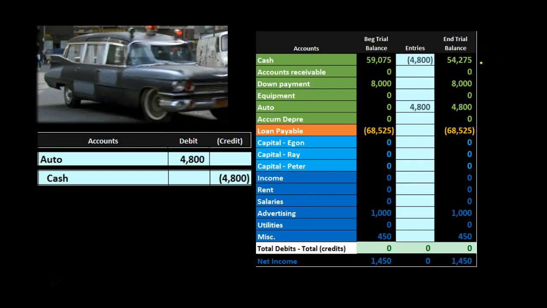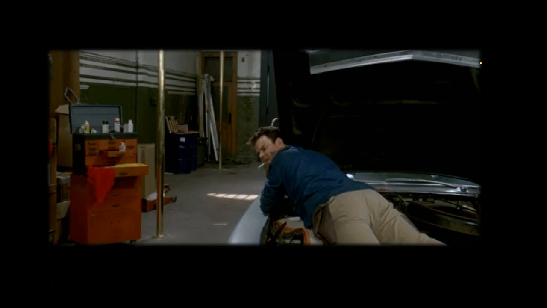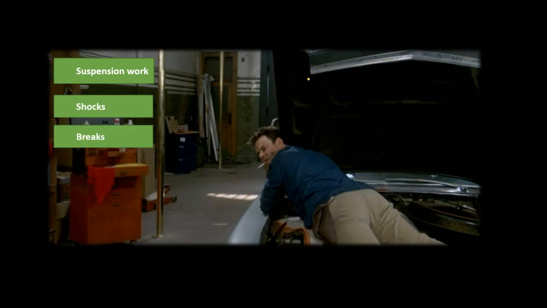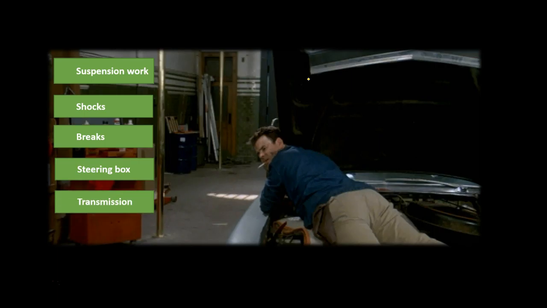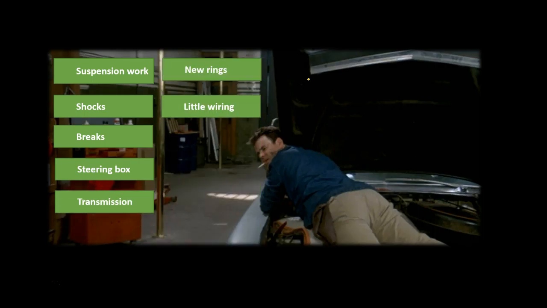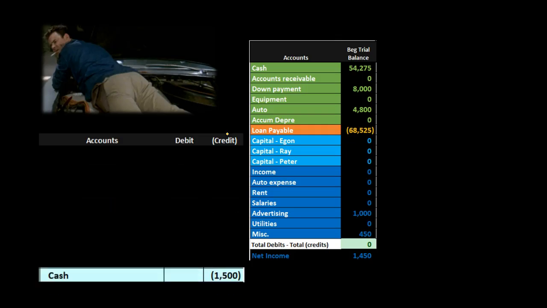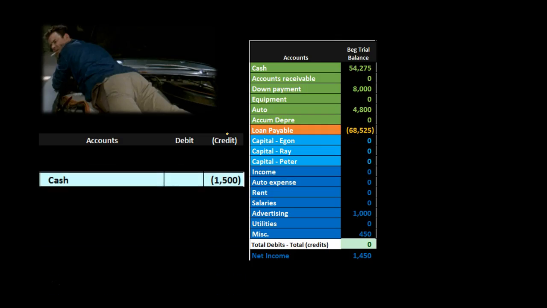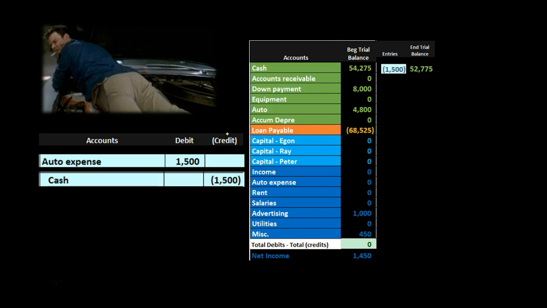Next thing that's going to happen is that Ray says there's a couple things on the auto that may need some work, and he lists those out as being including suspension work, possibly shocks, brakes, possibly the steering box, maybe the transmission, and new rings and a little wiring. So it seems to me that Ray may have purchased this possibly in part as a hobby because it looks like he wants to do most of this work himself. But even if he does the work himself, it looks like there's a lot of parts in there. So I'm going to say that that's going to cost $1,500 on that. And that would bring down cash by $1,500. And we're going to put that into the auto expense here.